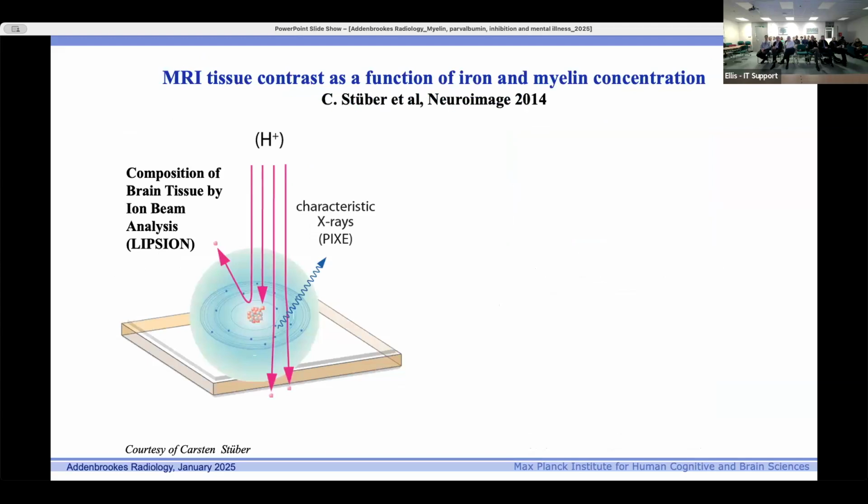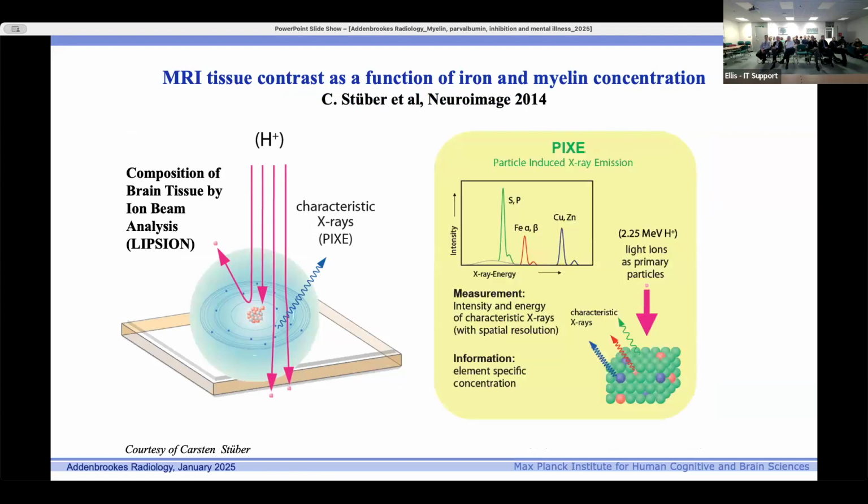So you fire protons at the tissue, and then you get characteristic X-rays coming off. You get a spectrum of X-rays, and the peaks in this spectrum quantitatively reveal what elements are actually present in the sample. This paper has now been cited hundreds of times because it was the first of its kind. So the proton beam runs through the sample line by line.